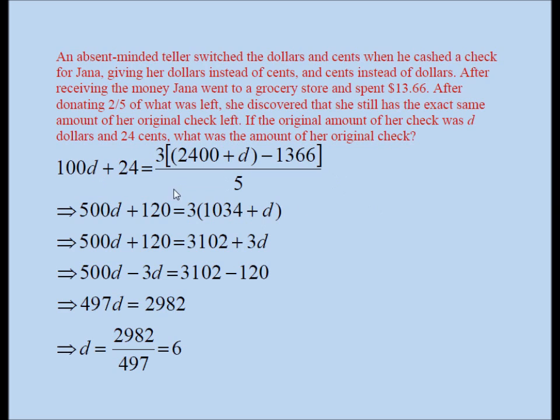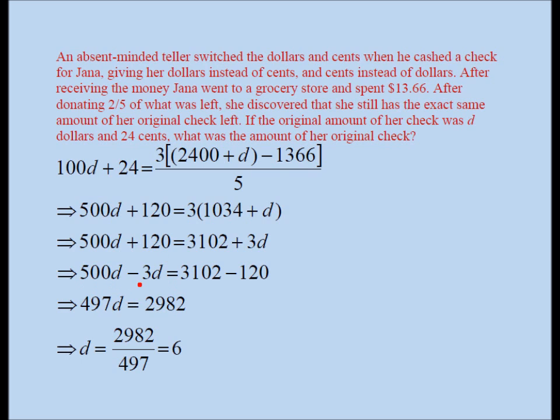I multiplied both sides by 5. I get 5 times 100D is 500D, 24 times 5 is 120. And I subtracted 1366 from 2400, and I get 1034. And this 3 is still here. And now on the right hand side I distribute 3 over 1034 plus D, and I get 3102 plus 3D. I subtract 3D from both sides.